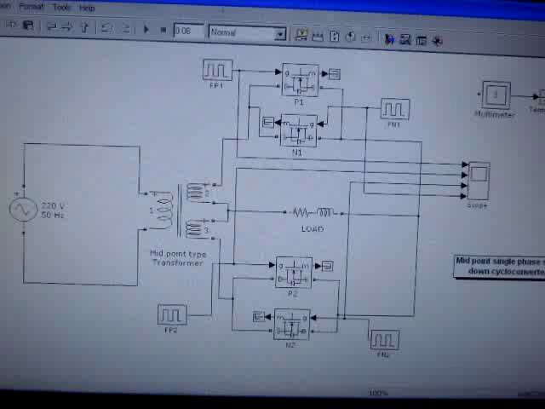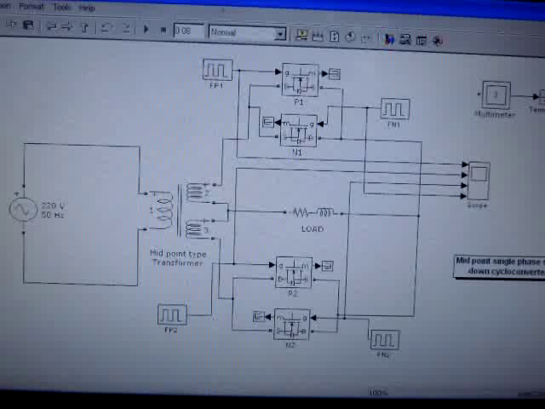This device consists of an input AC supply of 220 volt RMS and 50 Hz, and a midpoint type transformer having three windings, 1, 2 and 3. Winding 1 is primary, 2 and 3 are secondary windings, having equal ratios. That is, the point at which we are connecting the load is the midpoint of the secondary winding. Four thyristors or SCRs we are using.